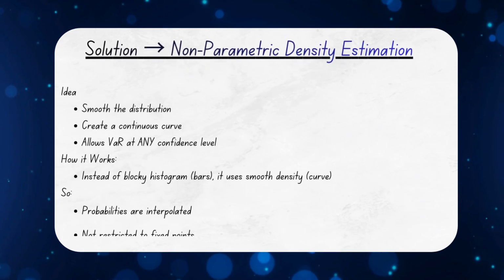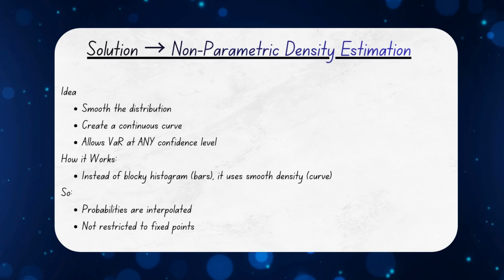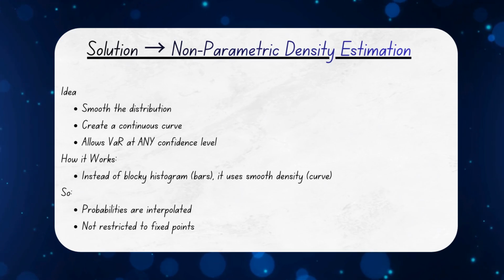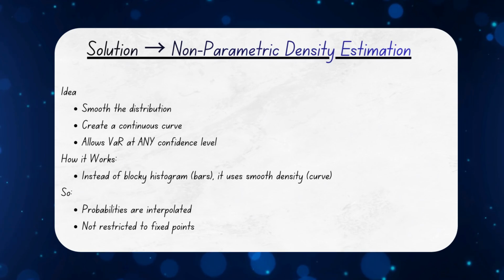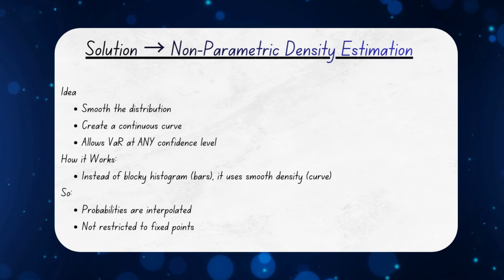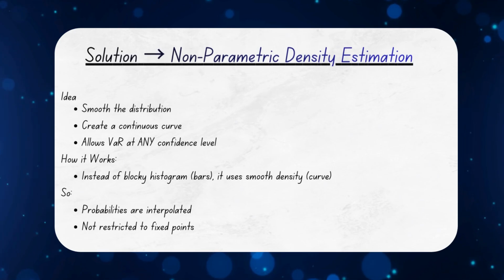But we can go one step further. Traditional historical simulation gives us a blocky, histogram-like distribution. Imagine bars instead of a smooth curve. Because of those bars, probabilities jump suddenly, which limits accuracy. So instead, we use non-parametric density estimation. This technique smooths the histogram into a continuous curve, sometimes called a surrogate density function. The shape still follows the real data, but now it's smooth. And once the curve is smooth, we can calculate VaR at any confidence level: 95%, 95.5%, 99.3%, anything we want. That makes the model far more flexible and realistic.